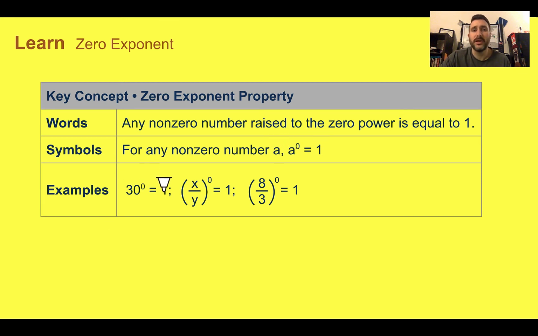So 30 to the 0 is 1. X divided by y, whatever that happens to be, to the 0 power is 1. 8/3 to the 0 power is 1. We could have 10 billion to the 0 power, and it would be equal to 1.